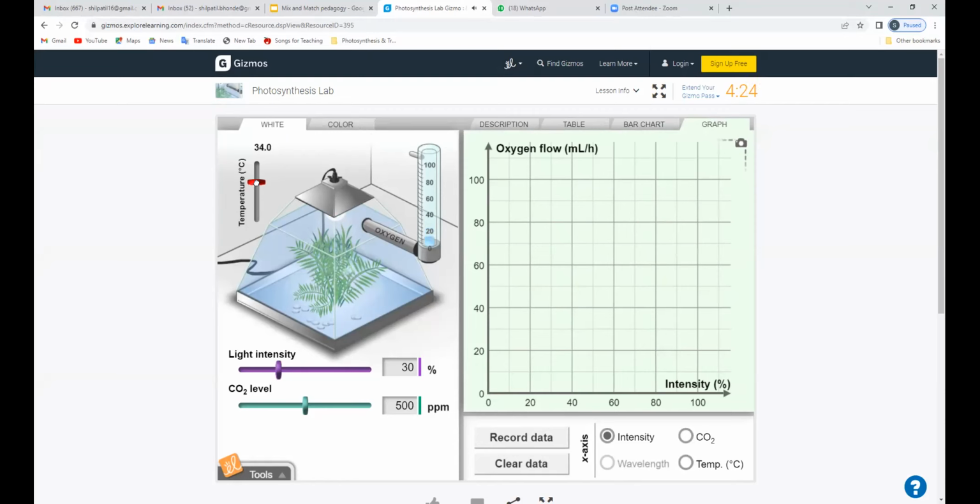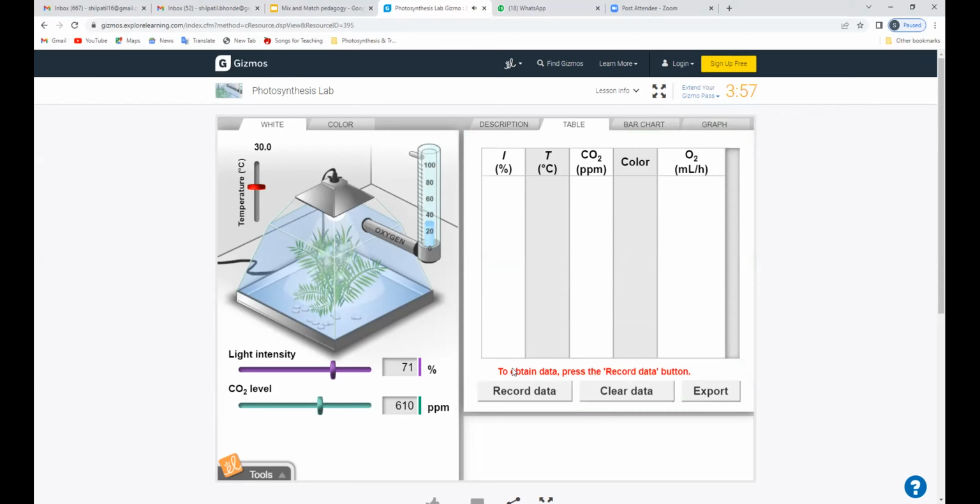Here we can change temperature, we can change light intensity, we can change CO2 level, and accordingly we can record data like intensity, carbon dioxide, wavelength, temperature. Record data. So here we got data: intensity, temperature, carbon dioxide, color, and O2 released.